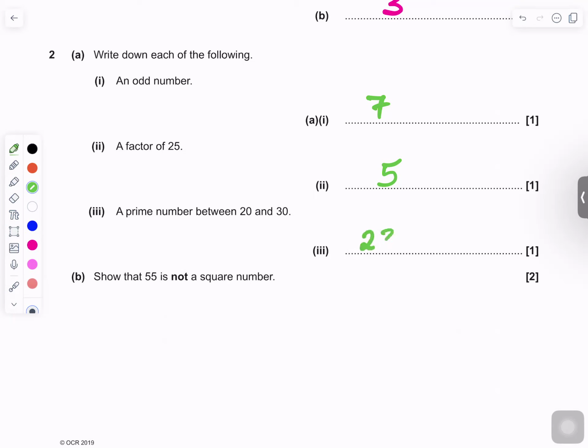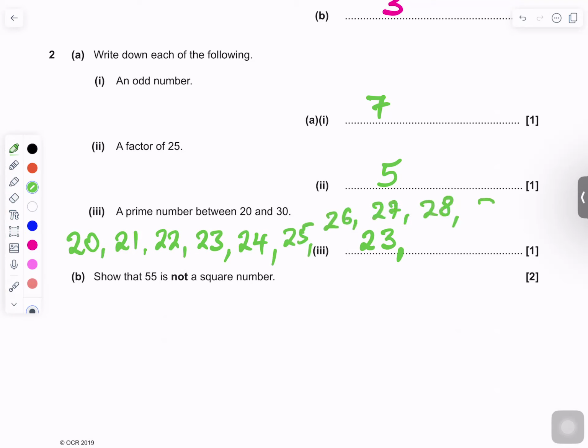I put 23. 23, and what else could it be? 20, 21, 22, 23, 24, 25, 26, 27. Is it not just 23? No, between 20 and 30, let's put the numbers 20, 21, 22, 23, 24, 25, 26, 27, 28, 29. Which of those are prime numbers? A prime number is divisible by itself and one.